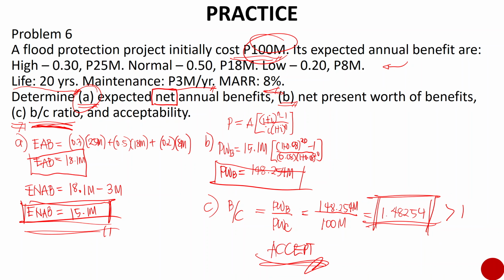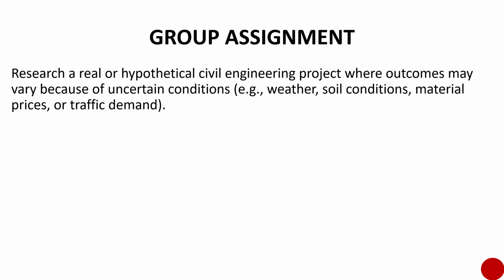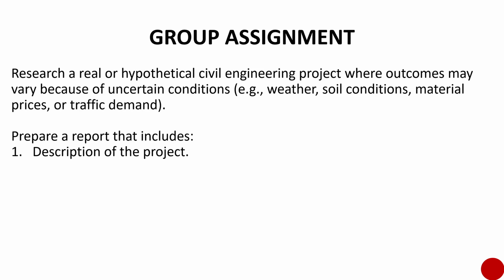And that ends our practice problem. And with that, you have your group assignment. You're going to research a real or hypothetical civil engineering project where the outcomes vary because of uncertain conditions, and you're going to prepare a report for this one. So what should be expected in the report? There should be a description of the project. What project is that? Is that a flood control, a road project, a bridge, a building, or whatsoever?